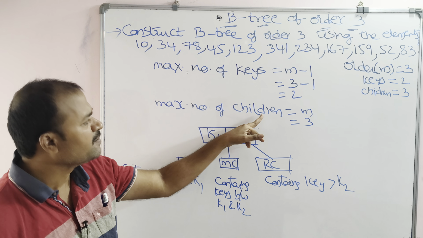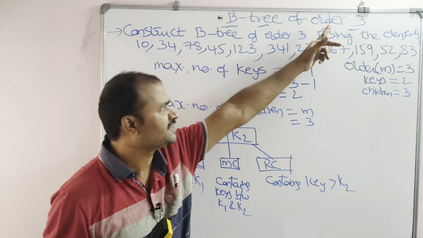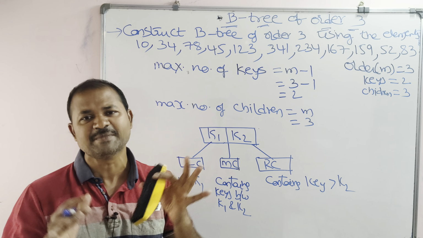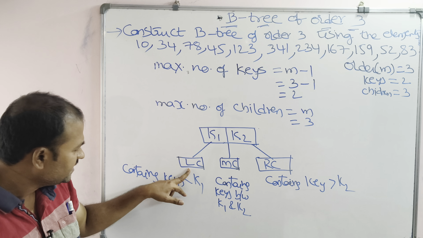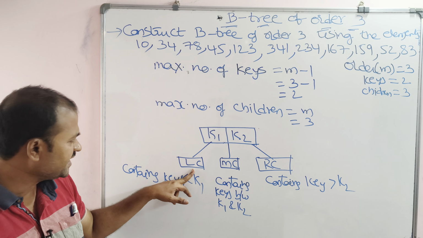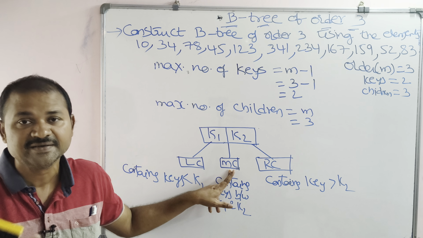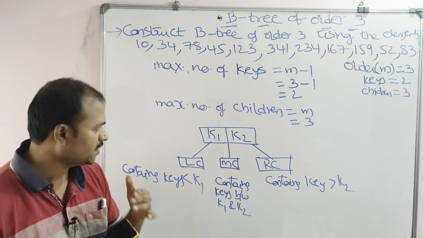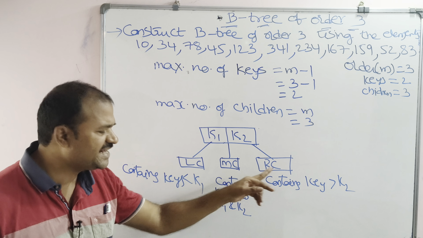Next, the maximum number of children is nothing but the m value. Here the order is 3, so we can use a maximum of 3 children per node. If you take this example, we have 3 children. The first child is LC, left child. The second child is MC, middle child. The third child is RC, right child. So we have 2 keys and 3 children.